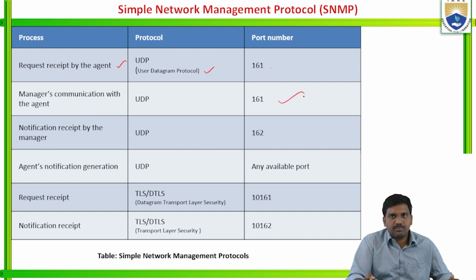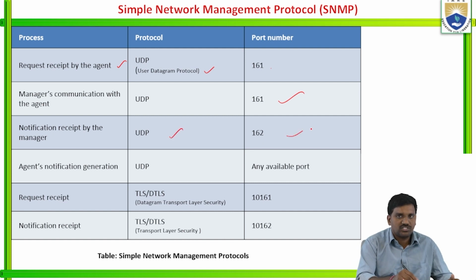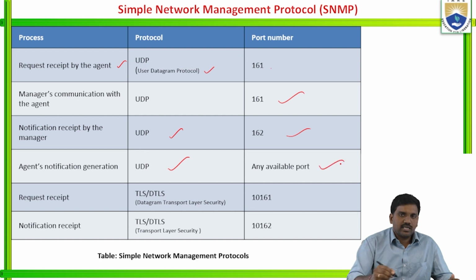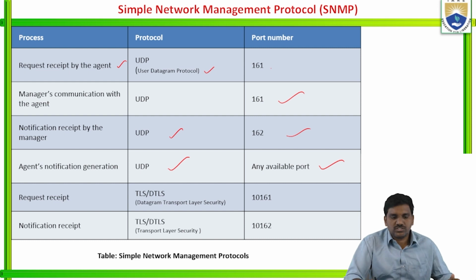Next, notification receipt by the manager. That is also under UDP, User Datagram Protocol, and the port number is 162. There is just a little variation in the port number. Next, the agent's notification generation is also under UDP, the same User Datagram Protocol, and it can use any available port in the network.